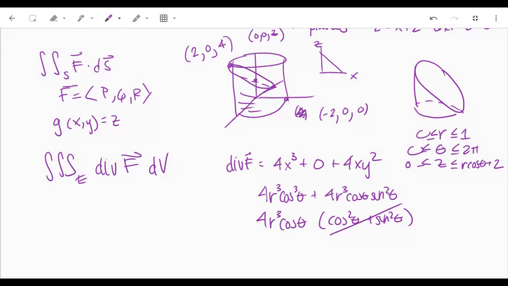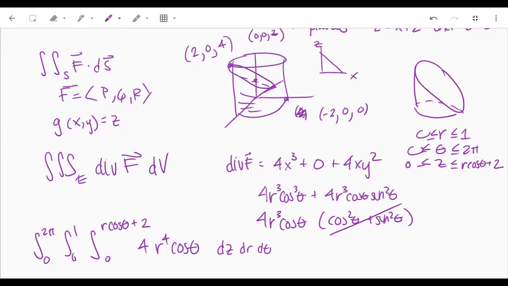Okay. So let's do 0. I'm going to do 0 to 2 pi last. Then 0 to 1. I just prefer to integrate with respect to r before theta. I don't know. Personal preference. Okay. Then remember, we're going to have that extra r from converting to polar. So 4r to the 4th cosine theta. Okay. And then we've got dz, dr, d theta. All right. Almost done.